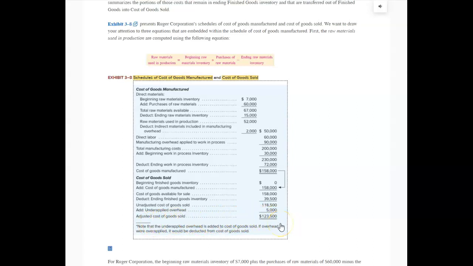So whenever you have either over or under applied overhead, you will adjust the cost of goods sold. So in this case, under applied, we add it. If this would have been over applied, we'd subtract it. Okay, that's what you need to know about how to handle the over or under applied overhead at the end of the accounting period.